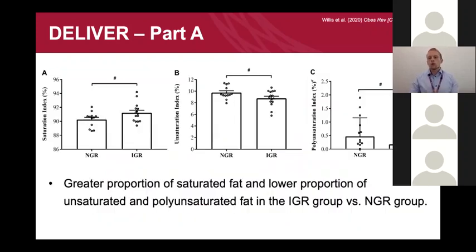So what we found was really what we were expecting to begin with. So what we found was that those in the impaired glucose regulation group had a higher proportion of saturated fat and a lower proportion of unsaturated and polyunsaturated fat in their livers compared to the group with normal glucose regulation. So what this suggests is that this potentially more harmful lipid profile is associated with this more impaired glucose regulation.